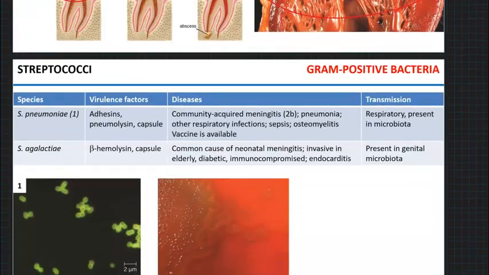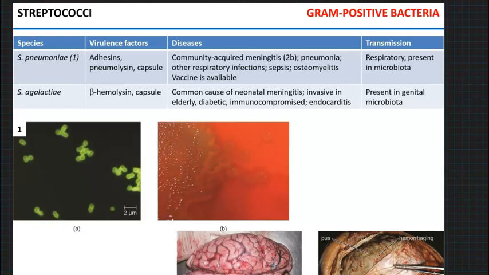So a couple more. Strep pneumonia, you will hear about that if you work with pediatric or geriatric populations. Streptococcus pneumonia causes community-acquired meningitis. Quick question, not for the exam, but just so we are on the same page. How do you understand the term community-acquired?